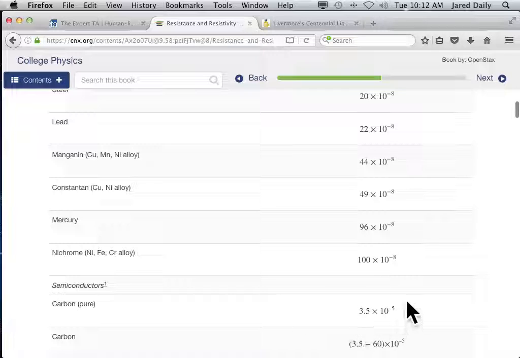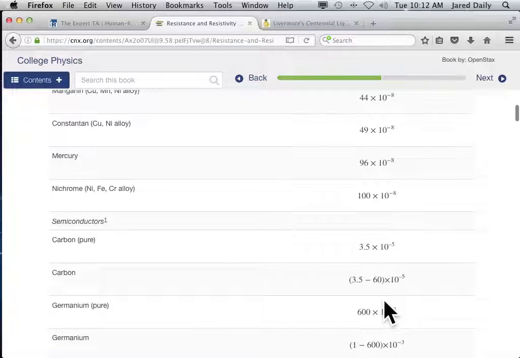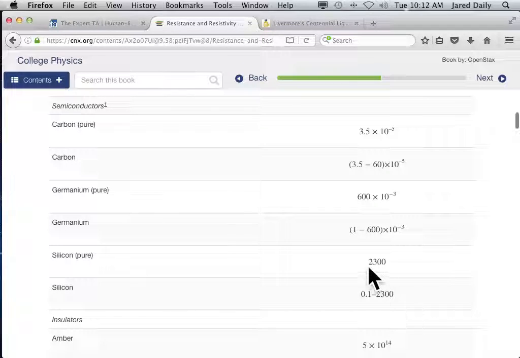Carbon is a great resistor. In fact, most resistors that you find in electronics are made of carbon because it's such a great resistor. Germanium, way more resistance. Till you get up into silicon, which has a resistivity of 2300.